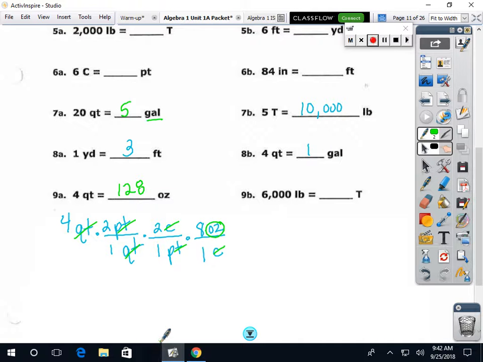All right, 9B, 6,000 pounds is how many tons? Well, pounds is in the top, so you put it in the bottom. What do we know about pounds and tons? Right, and so now you're done with your chain. And so you cross out pounds with pounds, and you end up with 6,000 over 2,000, which is 3. Everybody got those copied? All right, 10A.